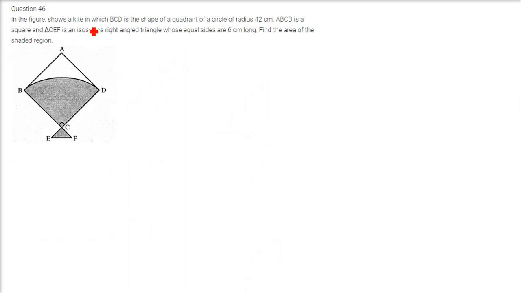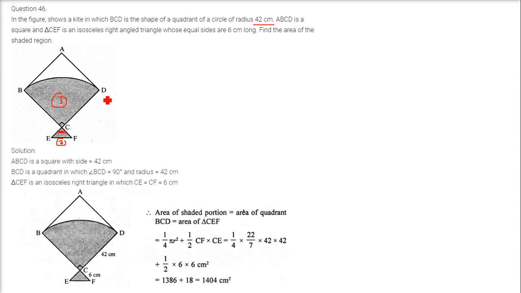In this figure, it shows a kite in which BCD is the shape of a quadrant of a circle of radius 42 centimeter. Now this ABCD is a square, and this is an isosceles triangle, a right angle triangle also, because this is 90 degrees, whose sides are 6 centimeter long, so the sides are also given. Find the area of the shaded portion. So this is the first area, this is the second area, we just have to add these two areas.